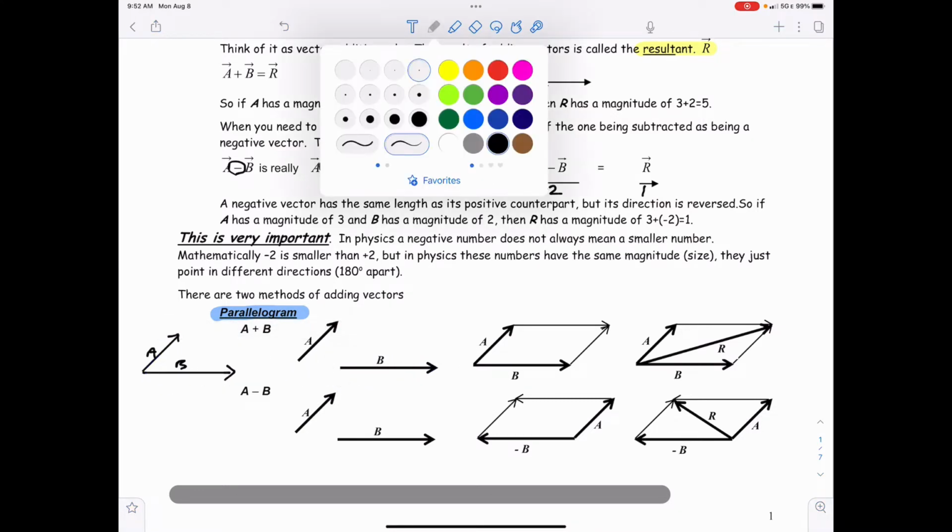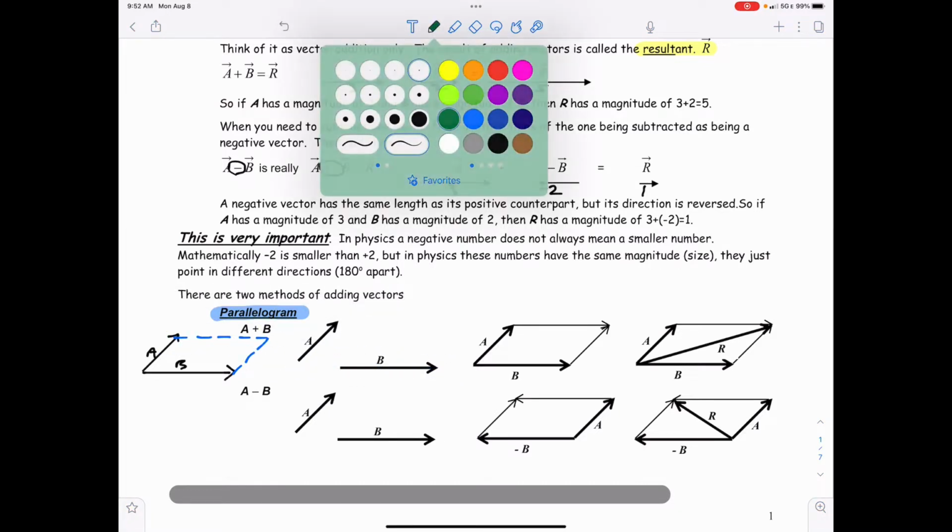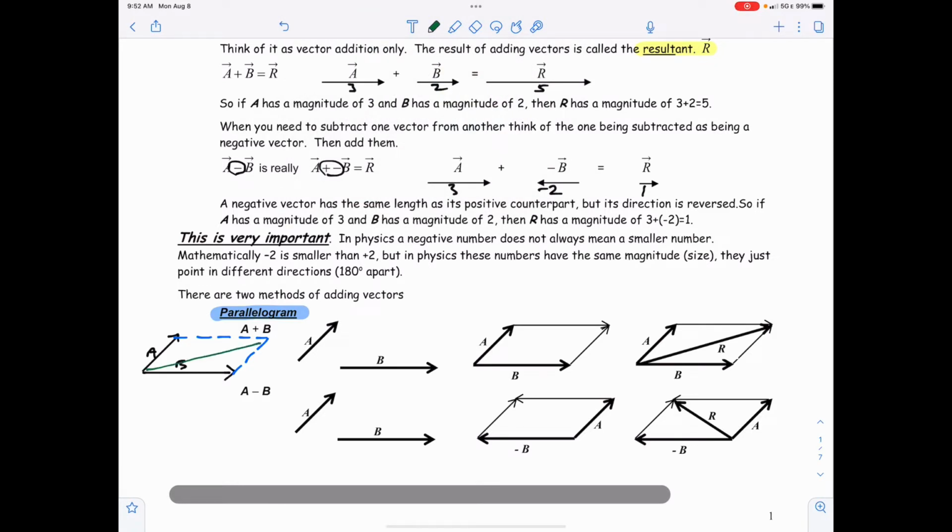The next thing I do is I complete the other half of the parallelogram. Like that. Move that here. Move that here. The resultant vector is a straight line from start to finish. And you can see that represented right here.